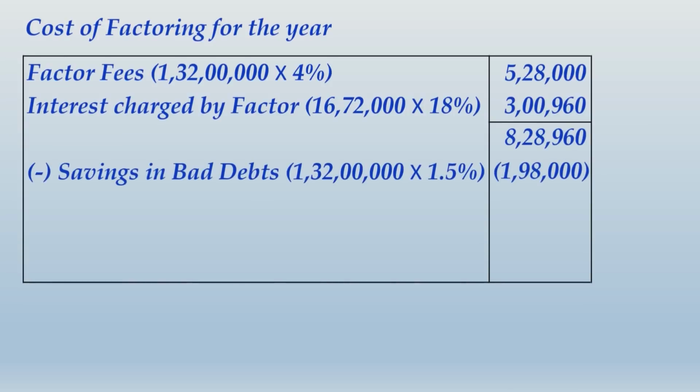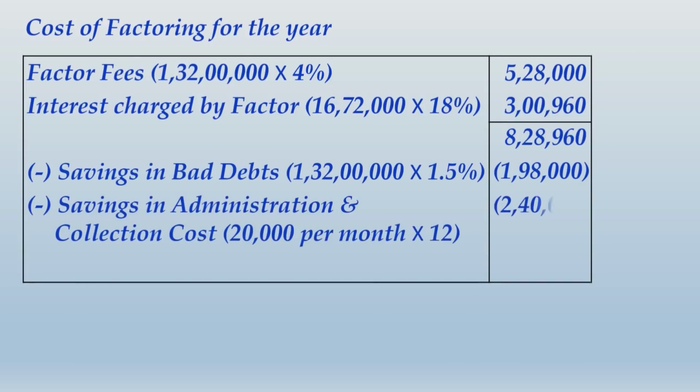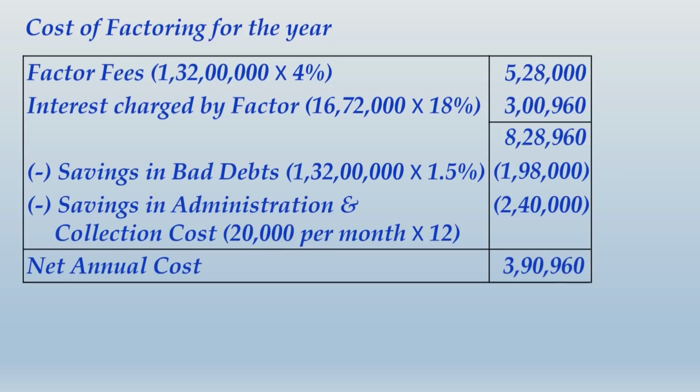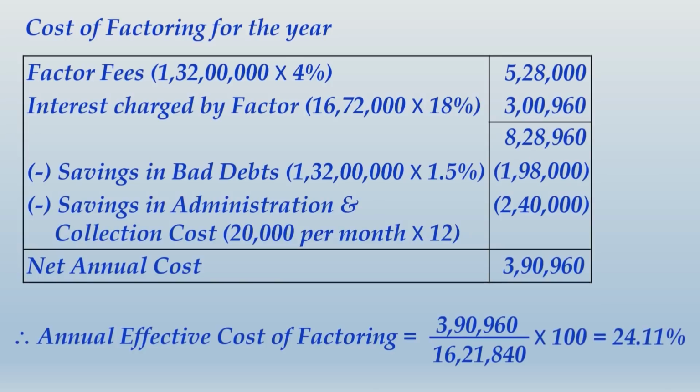Now there will be certain savings. So savings in bad debts will be same as we have computed earlier, and savings in administrative and collection cost will also be same as we have computed earlier. So the net annual cost reduces a bit, but when you compute the annual effective cost of factoring, understand one thing, the denominator over here will be further reduced because of that upfront interest. You have computed this already in the earlier working, that is the net amount actually advanced by the factor.